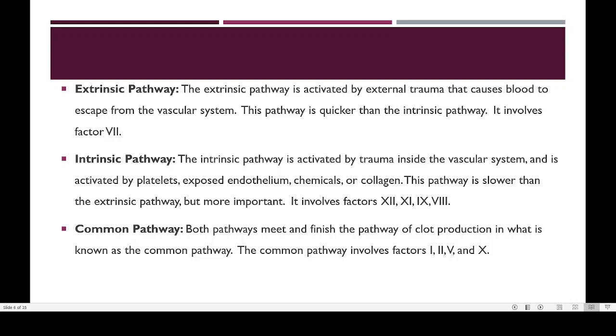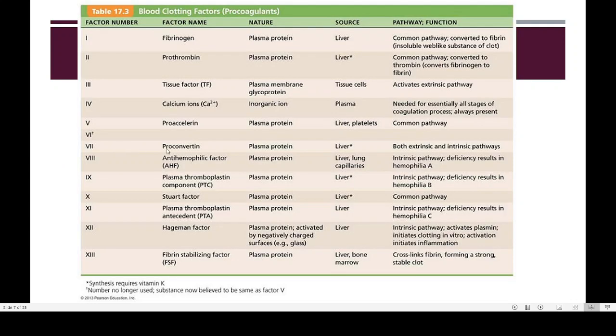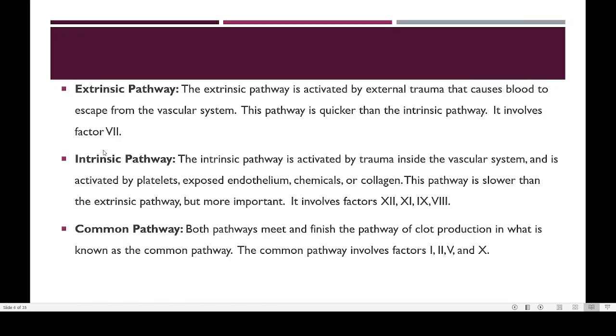In the case of the extrinsic pathway, it involves clotting factor 7. What is clotting factor 7? This is proconvertin. Proconvertin is involved in both the extrinsic and intrinsic pathways. So that is the importance of clotting factor 7, which is present in both pathways.